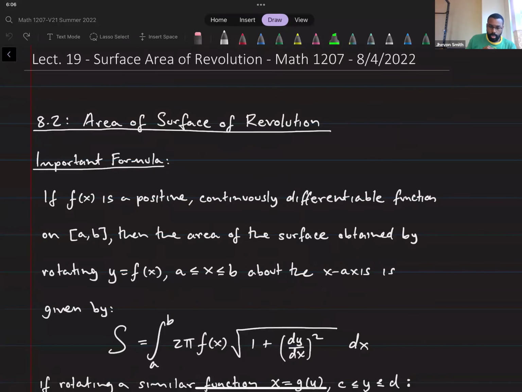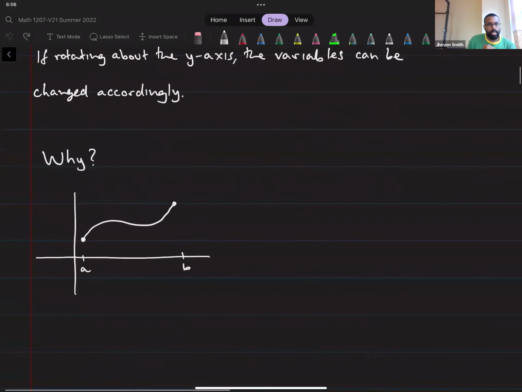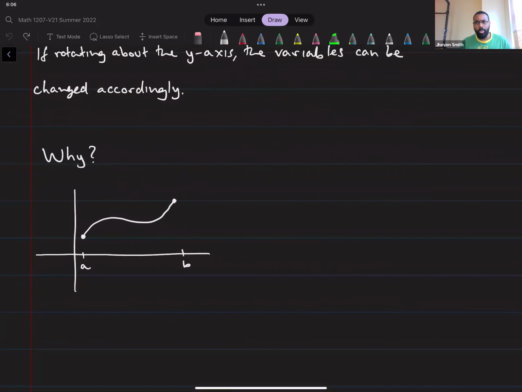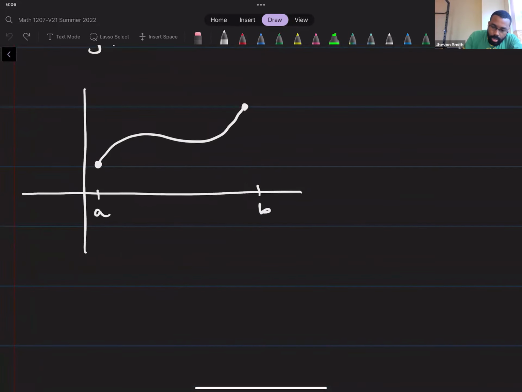And so before we jump into it, I'd actually like to talk about, well, why is this the case? Where do these formulas actually come from? So let's say we have a curve here. This is our f of x. Say y equals f of x in the plane. So this is your y, this is your x. And let's say I wanted to rotate this around the x-axis.